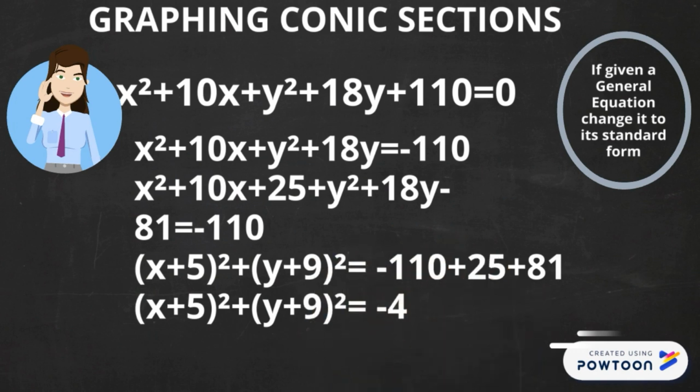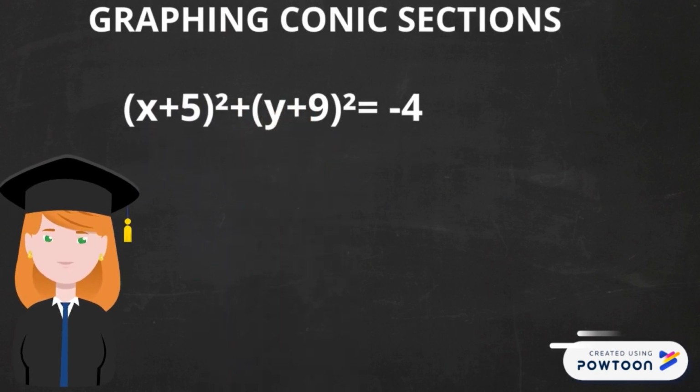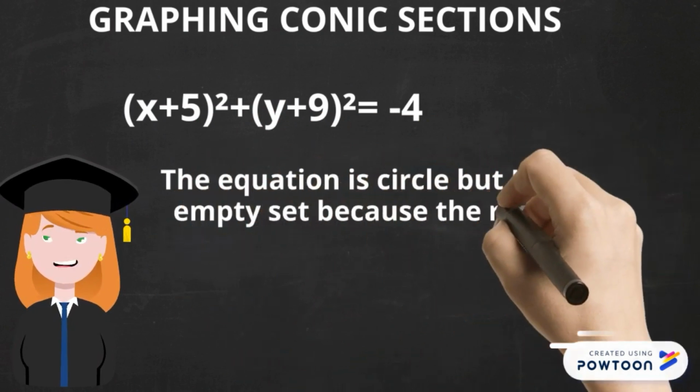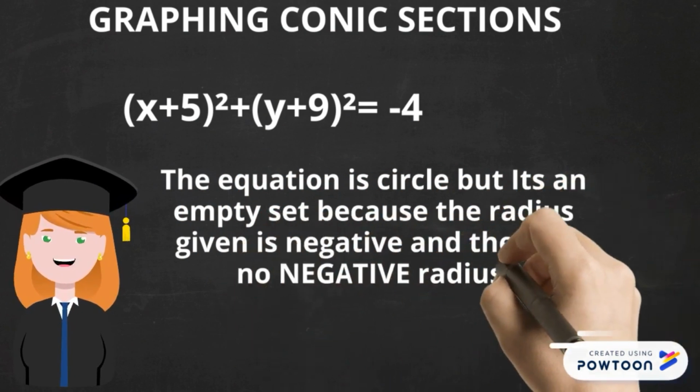And on y squared plus 18y, we need to divide 18 by 2, then square it. We get 81. Since we also add 81 on the left side, we need to add 81 on the right side. Then we add the negative 10 plus 25 plus 81. We get negative 4, which is the radius of the circle. The equation is a circle, but it's an empty set because the radius given is negative and there's no negative radius.